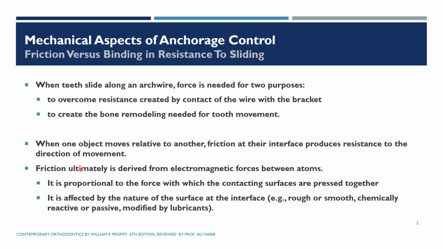Friction was found to be derived from the electromagnetic forces between the atoms, which is what we call molecular adhesion between the two surfaces. It was found to be proportional to the force with which the contacting surfaces are pressed together and affected by the nature of the surface at the interface. The nature of the surface means the roughness of the surface and the chemical reactivity of the surface. We'll see which has more effect, the roughness of the surface or the chemical activity of the wire, or what we call the coefficient of friction.